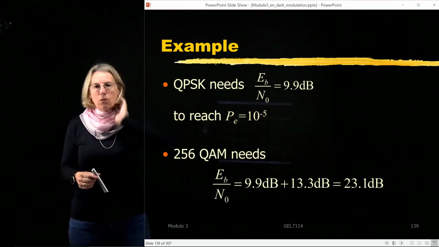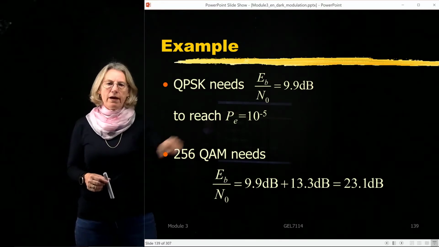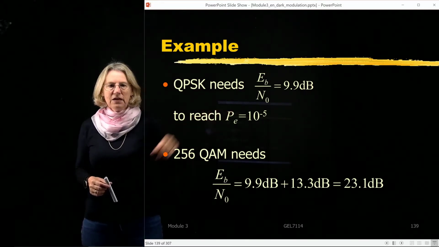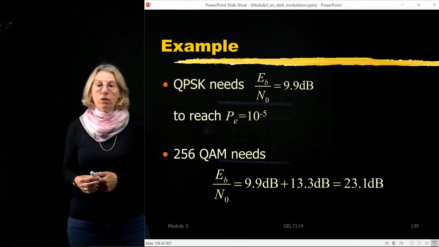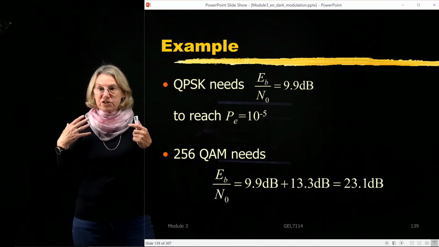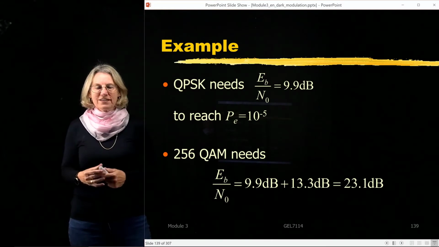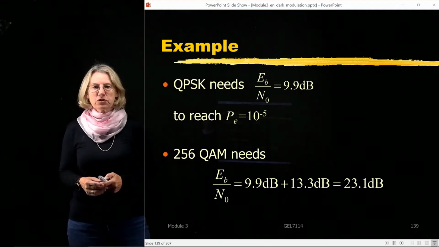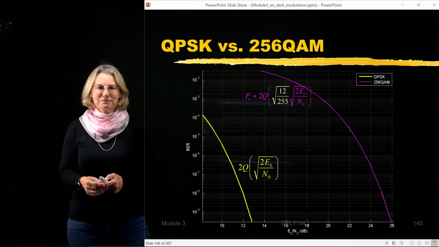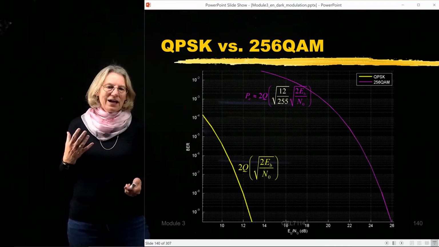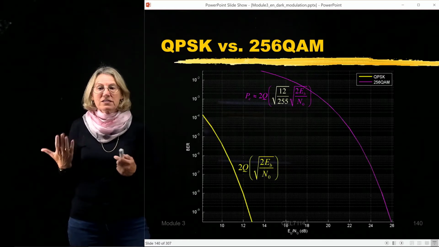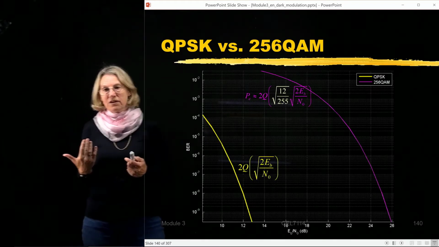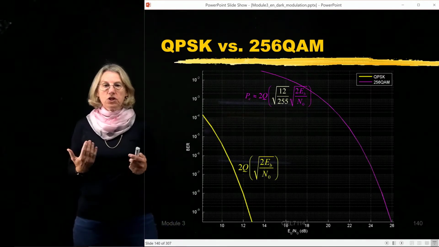And now I say, well, what will it take for 256 QAM to get down to 10 to the minus 5? Well, I know that it has a loss of 13.3 dB. So it's 23.1 dB, a fairly strong channel in order to get the same performance when I go up to 256 QAM. I put it that way, and now I see how useful this comparison is, this figure of merit being the loss compared to QPSK.